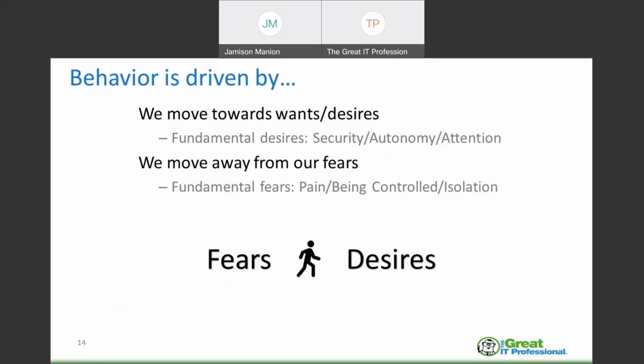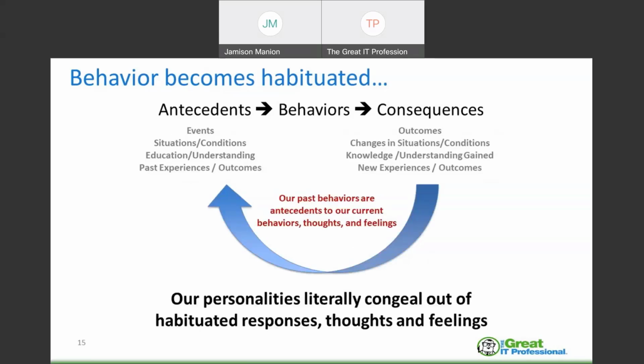Now, in our behaviors, we all try to move towards things we want or desire, and we try to move away from our fears. Our fundamental desires are that we all desire security in our lives, autonomy, and attention. And we move away from things like pain, or being controlled by someone else, or isolation. And behavior becomes habituated over time.